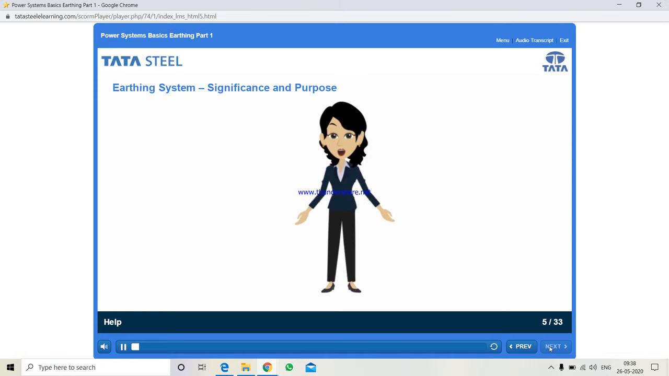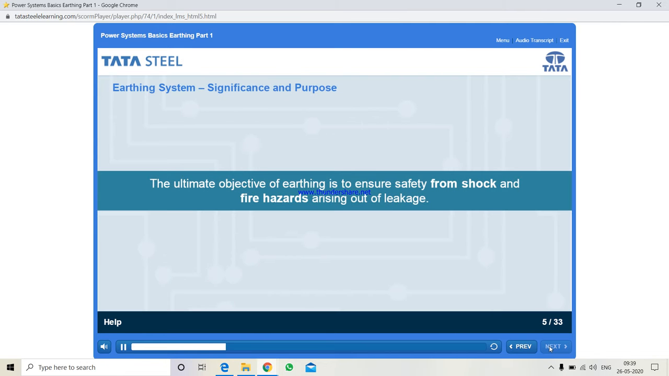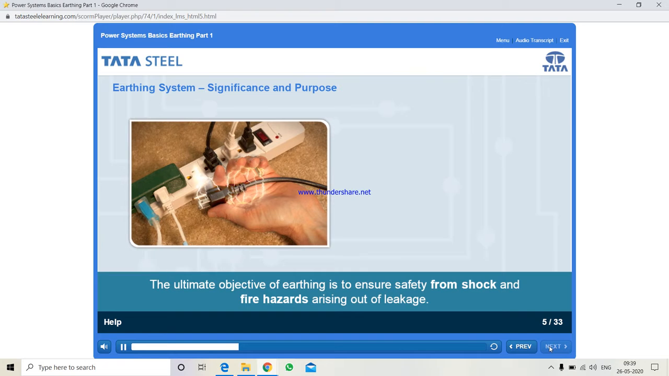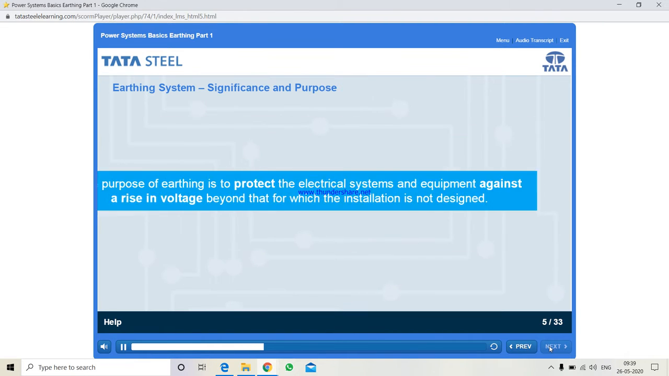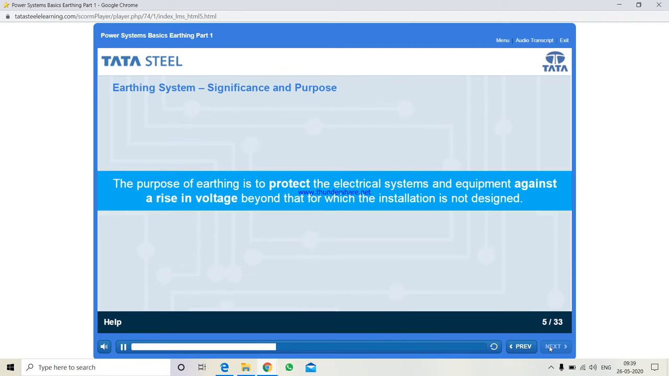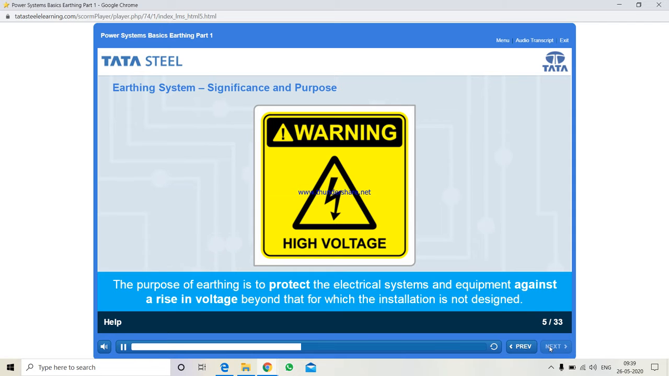Okay, now that we have understood what is earthing system, let us understand why it is so important. Take a look. Earthing of an electrical installation is a very vital and sensitive item of work. The ultimate objective of earthing is to ensure safety from shock and fire hazards arising out of leakage. Therefore, the purpose of earthing is to protect the electrical systems and equipment against a rise in voltage beyond that for which the installation is not designed.